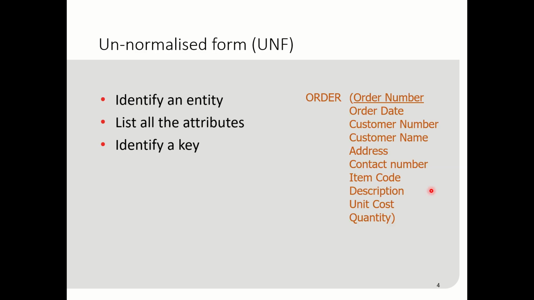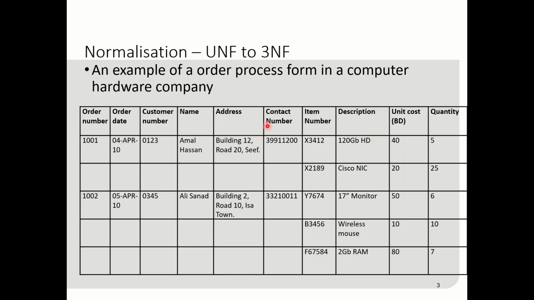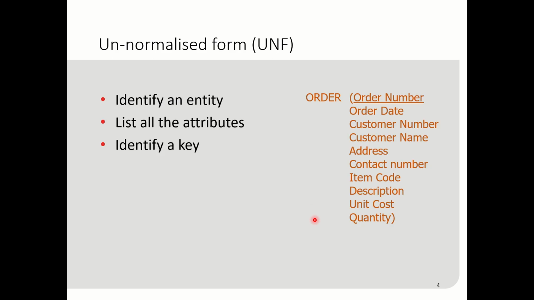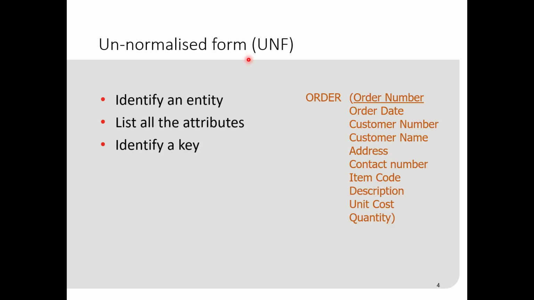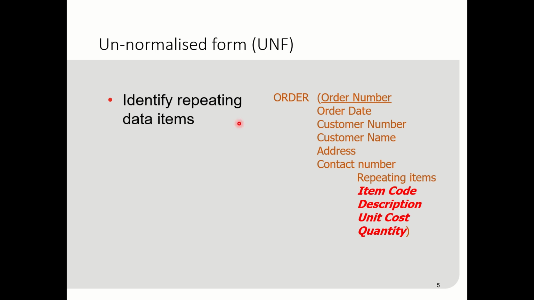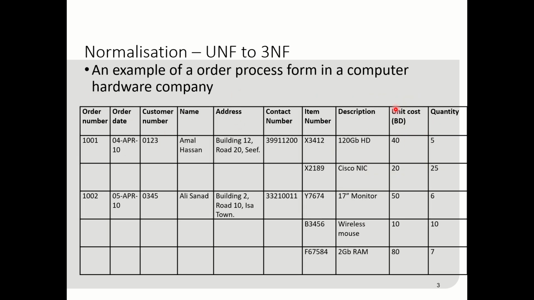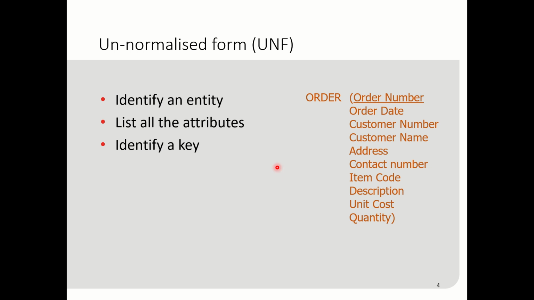The first thing you have to do when you get an unnormalized form is just follow this simple way, so that you will get the complete normalization. These are the steps you have to follow, say for your exam, or if somebody gives you a table and asks you to convert the unnormalized form to third normal form. The first step is that, from the unnormalized form, you have to identify the entity. What is the entity? Order is the entity.